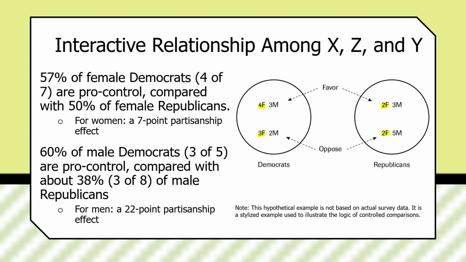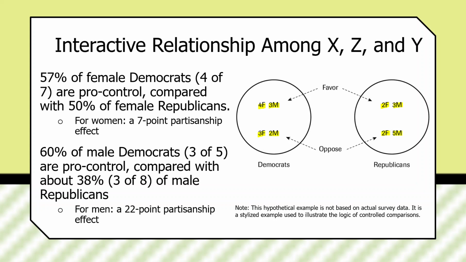We've got 5 male Democrats. 3 of 5, which is 60% of the male Democrats, are in favor of control. 60%. We come over here, 3 of 8 male Republicans, which is about 38%. So for men, we're going from 60%, 3 of 5, all the way down to 38% in favor among Republicans. So what does this mean?